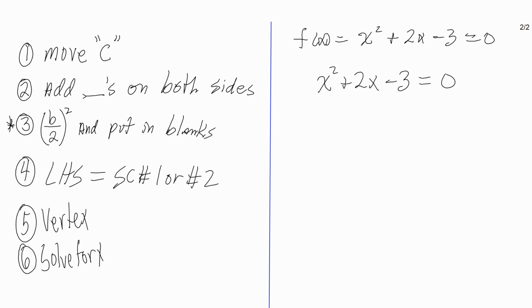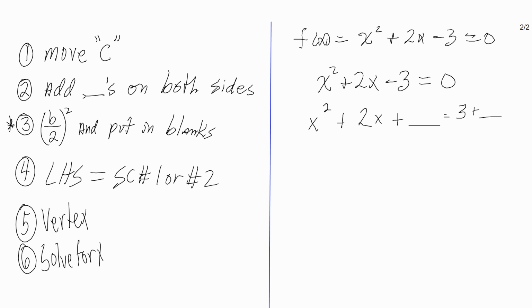Positive. So you get x squared plus 2x plus blank equals 3 plus blank. And I just did steps 1 and 2 together. Y'all shouldn't have a problem with that. I mean, not a lot of work.